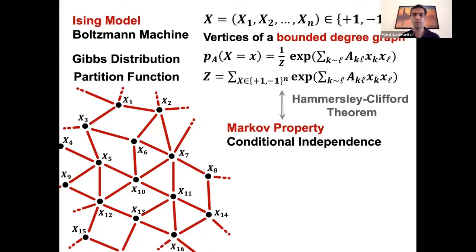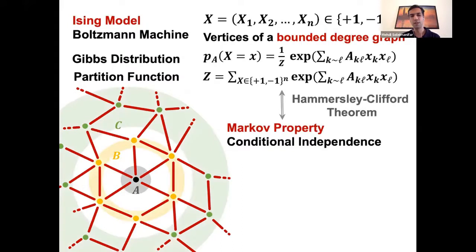So it is known via the Hammersley-Clifford theorem that the Gibbs distribution has a unique property called the Markov property, or conditional independence. So let me explain that. Suppose we divide the vertices into three sets A, B, and C, such that the vertices in set A are disconnected from those in C. Then the Markov property says that conditioned on the variables in set B, those in A are independent of those in C. Or in other words, the mutual information between A and C conditioned on B is 0.